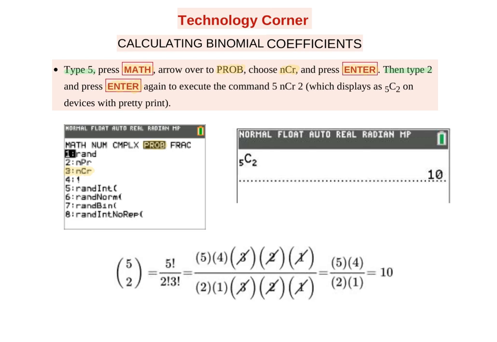which is really great. And so you type 5, you find this in the math probability menu, and then you type 2, however many you're choosing, and that's going to give you your coefficient, which is a heck of a lot better than doing this. Maybe better than Pascal's triangle. That's up to you. So that's a third way to find binomial coefficients.